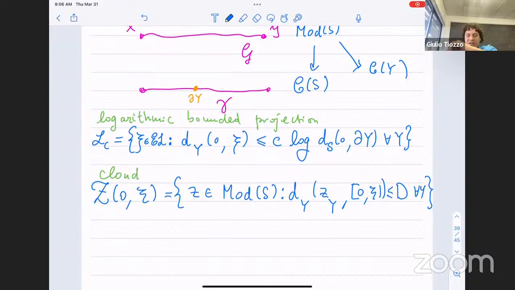Somehow if you start with the ray in C of S, you can lift it to the mapping class group, but you can't lift it uniquely, so you have different choices. So we have this notion of cloud that basically tells you how to lift. So what are all the possible lifts of this geodesic gamma? So this is all the machinery that we need. Any questions?